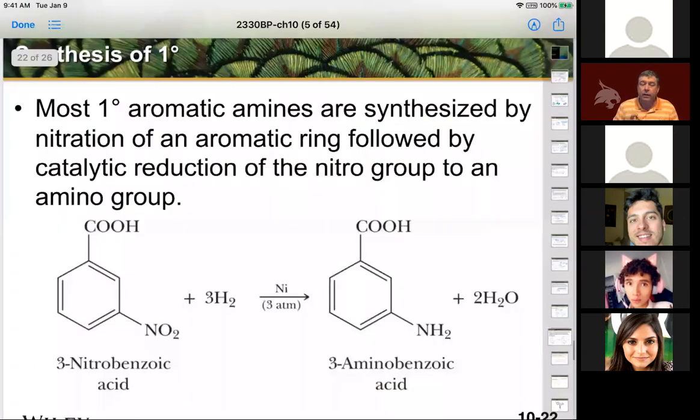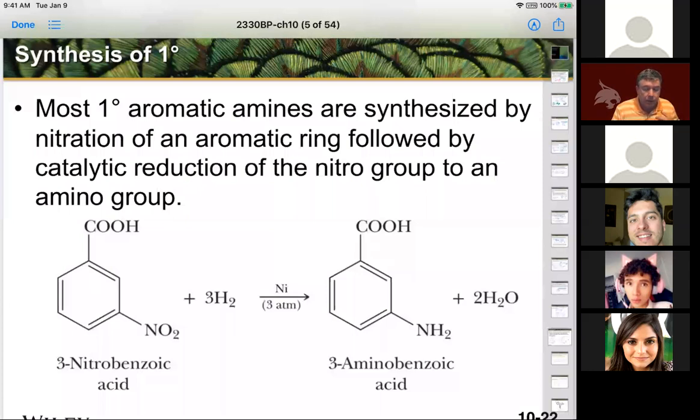Anyway, again, it's kind of hard to make primary amines for a couple of reasons, but one of the easiest ways to make a primary amine from an aromatic amine is to take a nitro group and reduce it down. So we'll find out in the next chapter that we can add nitro groups to these benzene rings. And one of the things we can do is take that nitro group and turn it down to an amine. This is probably the best way to get a primary amine on an aromatic ring.